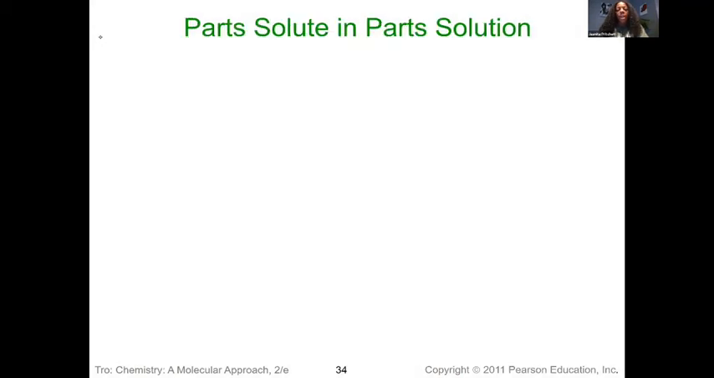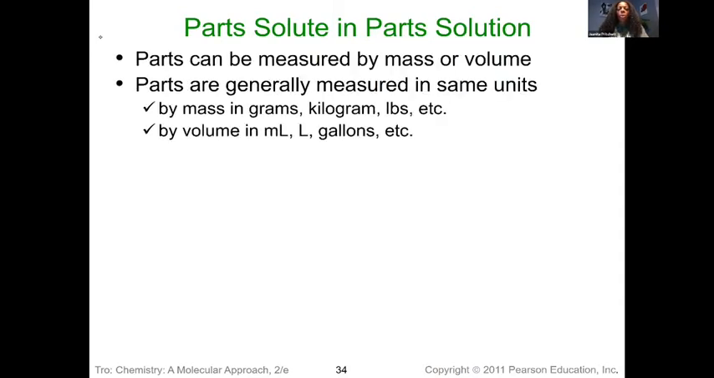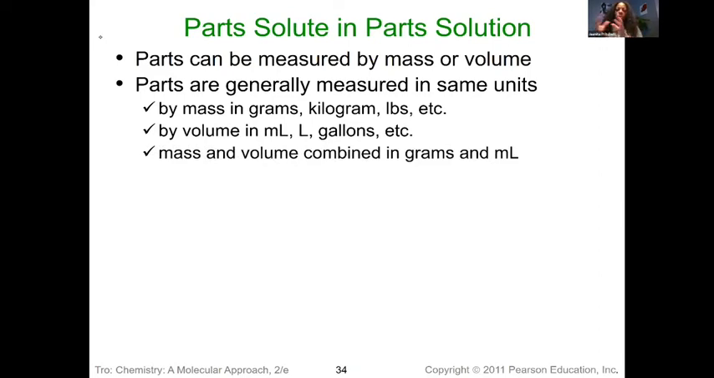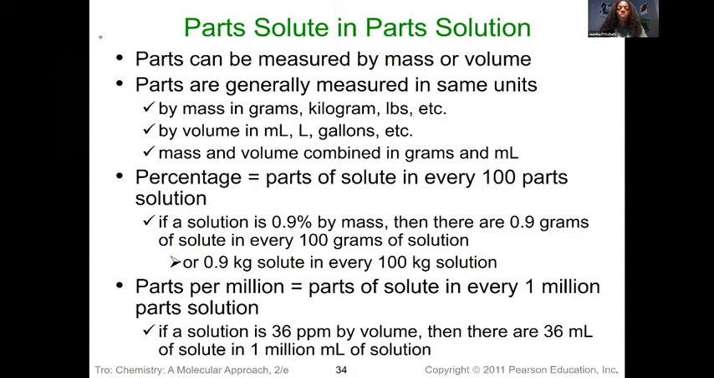Another way we can define a solution is by describing a part-to-whole scenario. When we're counting the part of something, like how much solute there is compared to the whole thing, we can be measuring this in either mass or volume. A lot of times you'll see mass to mass percents, or mass to volume percents, or even volume to volume percents. That percent simply means that I have whatever the number is, that many, let's say for a mass to mass percent, grams of something per 100 grams of that solution.